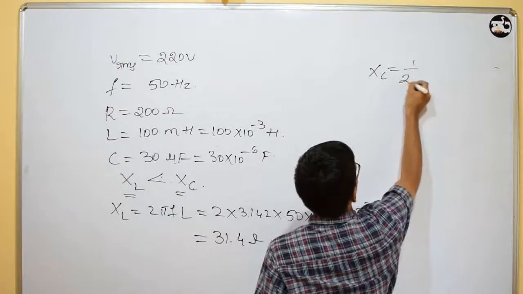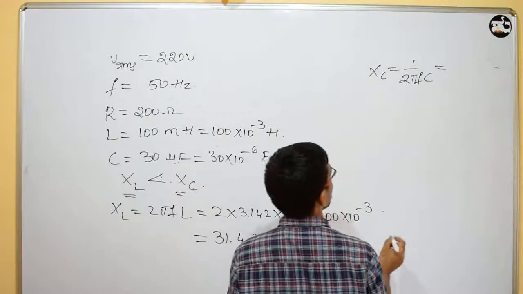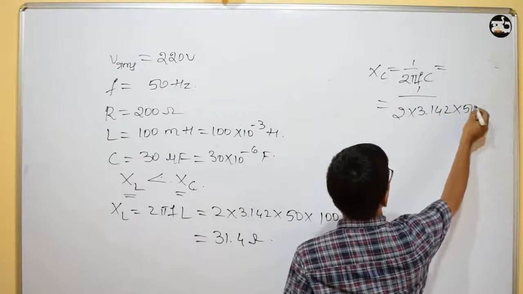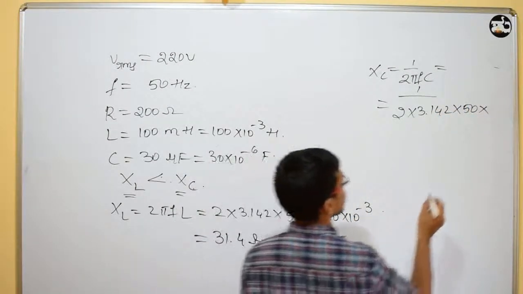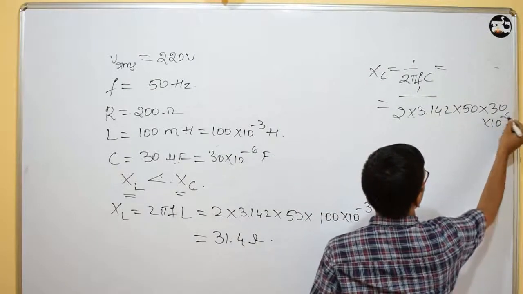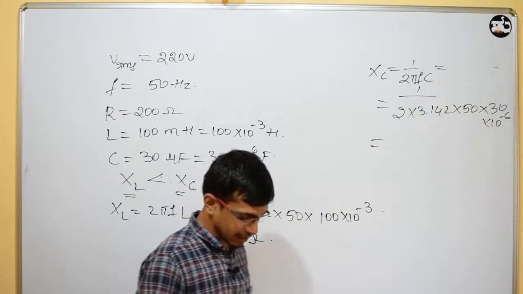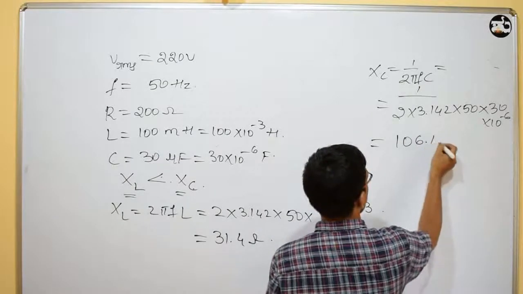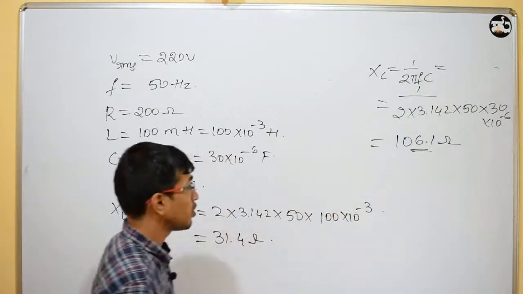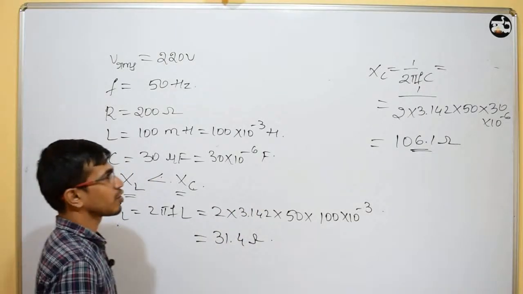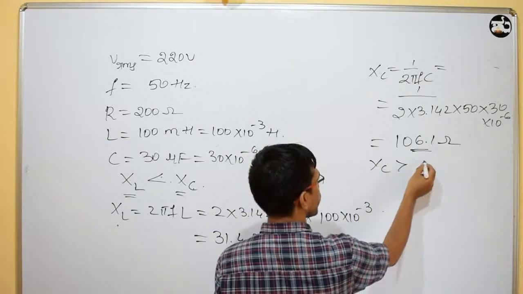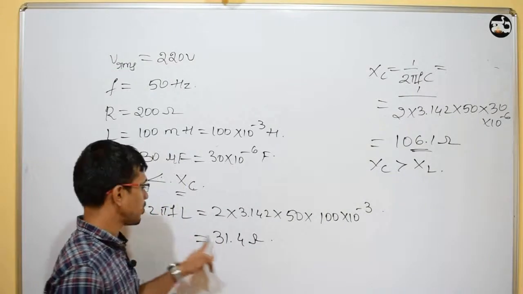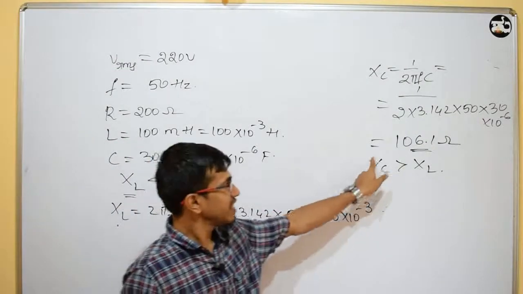Similarly, try to get the value of XC. XC is equal to 1 divided by 2 pi FC. If I substitute the values, you will get 1 divided by 2 into 3.142 into 50 into capacitance, which is 30 micro, so 30 into 10 to the power of minus 6. So you'll get XC as 106.1 ohm. Now compare XC and XL. Clearly you can say that XC is greater than XL, because XC is 106 and XL is 31.4.